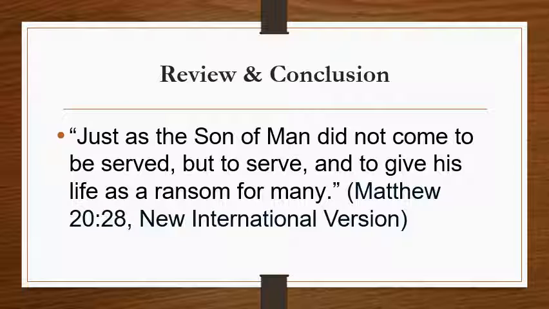I believe servant leaders personify what Jesus is all about. He is our model for servant leadership. He loved us while we were yet sinners. He died for us. Now let's review what we learned earlier.